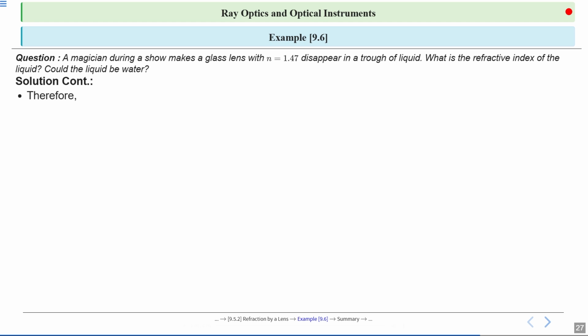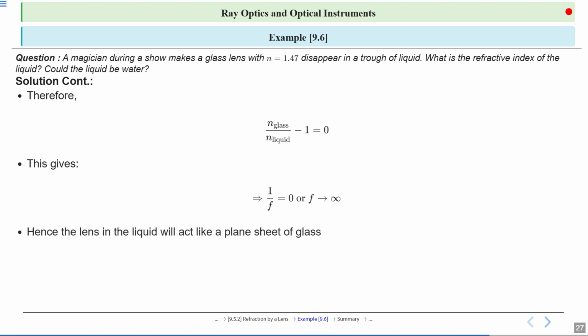Therefore, n glass upon n liquid minus 1 equal to 0. So the right side of the expression becomes 0, so 1 by f becomes equal to 0. That means f will approach infinity. Hence the lens in the liquid will act as a plain sheet of glass. Light will not bend if refractive indices of both the media are the same. So that lens will act as a sheet of glass or slab of glass.